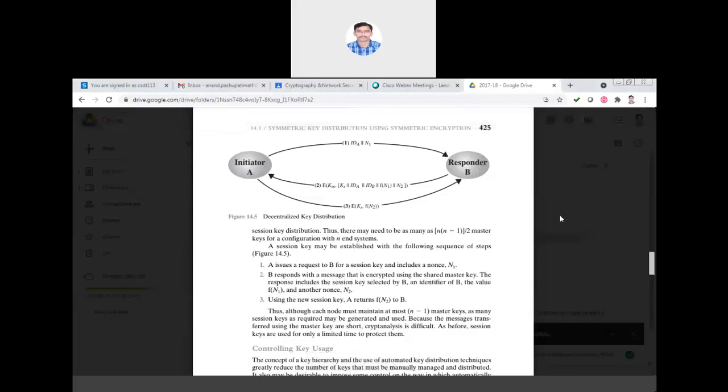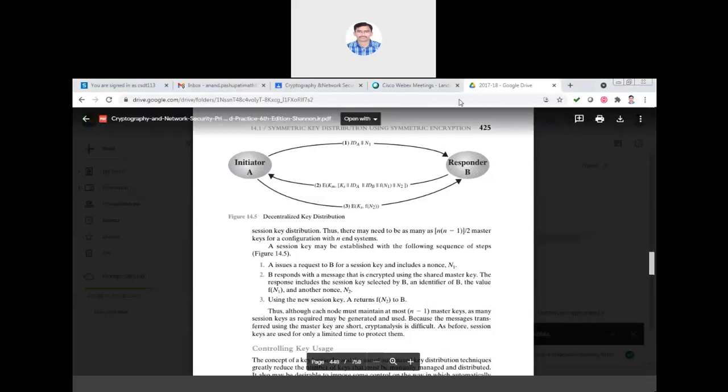So we are talking about decentralized key distribution. Here you can see we have two roles, initiator A and the responder B. Two persons want to communicate with each other. How do they transfer keys, or how do they share the keys between them, to have a successful communication? So we have three transactions between A and B.